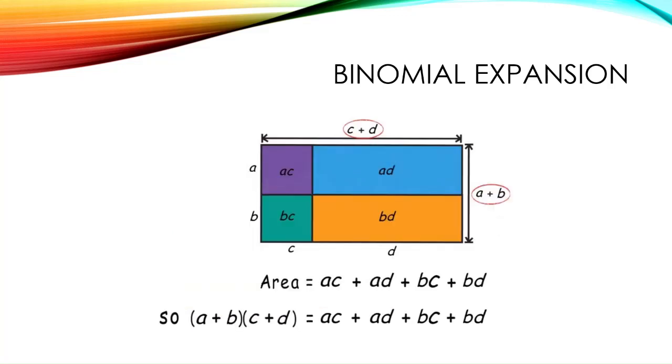Take the rectangle shown. The length is c plus d and the width is a plus b. To determine the area of the full rectangle, we would need to multiply a plus b by c plus d, or we could add the area of each of the smaller squares and rectangles, that is, area equals ac plus ad plus bc plus bd. So, a plus b multiplied by c plus d equals ac plus ad plus bc plus bd.